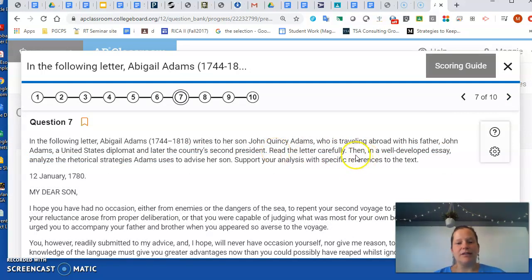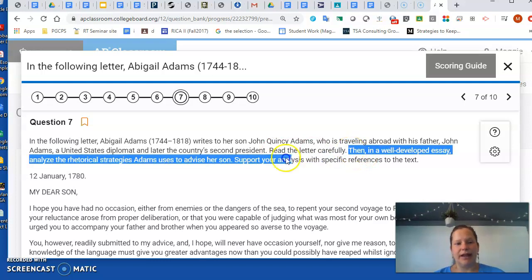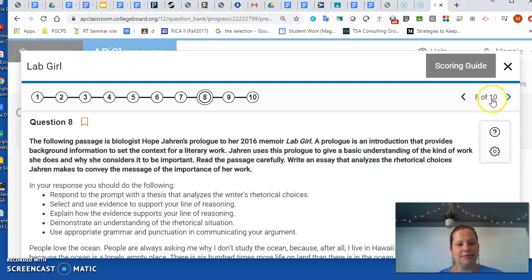This one is straight up and very standard. Analyze the strategies that the author uses to advise. That one's not new, or not particularly surprising. Alright, here's where we get some kind of new and interesting stuff that we actually didn't quite get to in class.